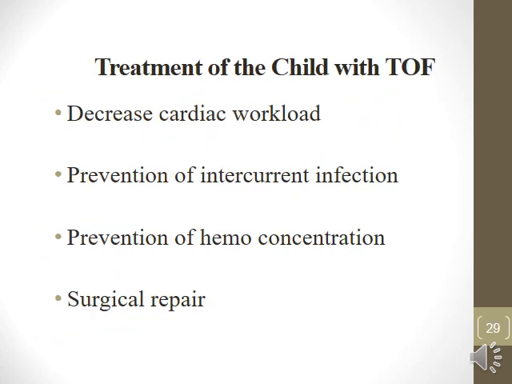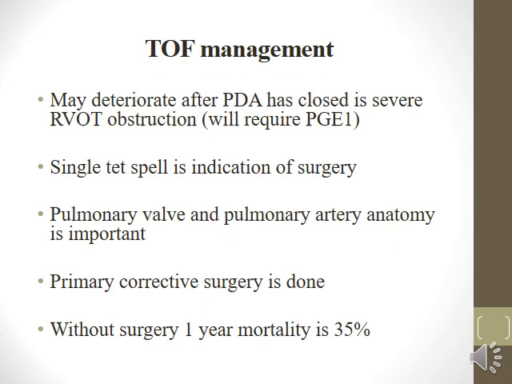Treatment in a child with tetralogy: we have to give oxygen, decrease the cardiac afterload, prevent intercurrent infection, prevent hemoconcentration, and do surgical repair. Condition may deteriorate after the PDA has closed in severe right ventricular outlet obstruction, which will require prostaglandin E1 infusion. A single tet spell is an indication for surgery.